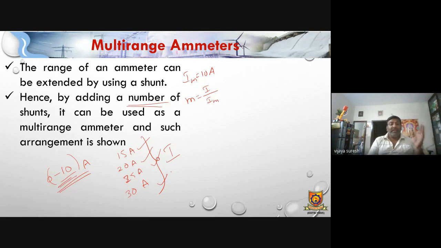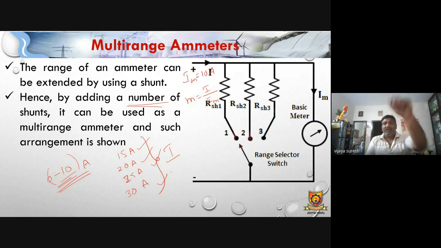So we need to use multiple shunts. Here we need to measure 4 currents now, so 4 multipliers or 4 shunts can be connected in the circuit. Now observe this circuit: RSH1, RSH2, RSH3 and the basic meter. This is the ammeter we are going to use. Here we have a changeover switch, which we can call a range selector switch.